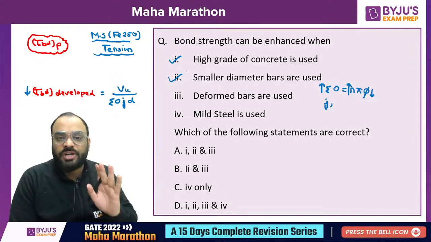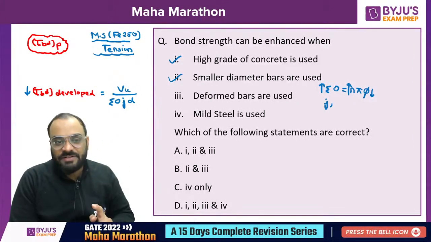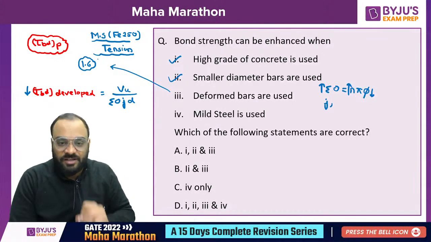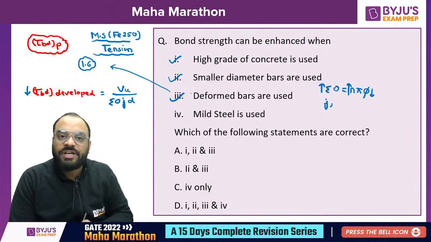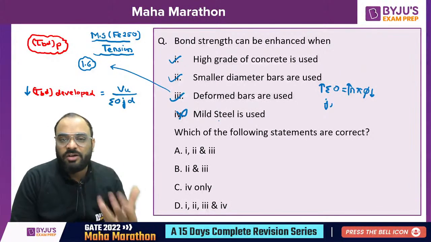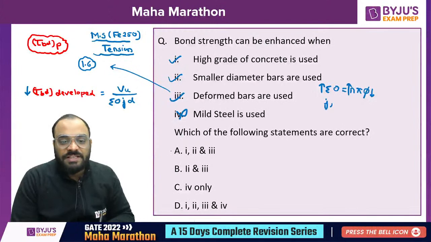Now if you use deformed bars, the permissible value will increase by 60%. That's why you need to multiply with a 1.6 factor. So the third statement is also correct, but the fourth one is wrong because in mild steel, the bond strength cannot be enhanced, right? So A is the correct answer.